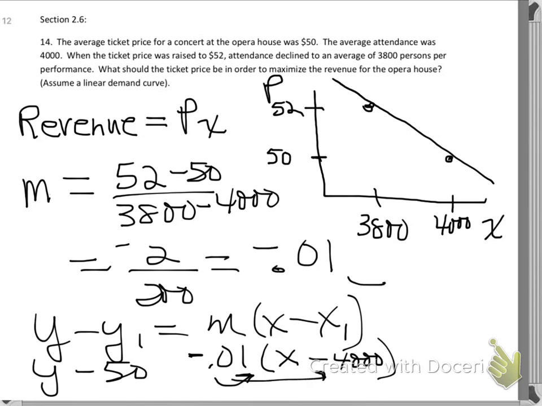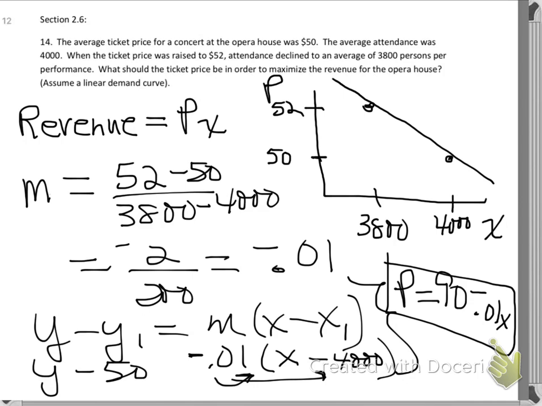and then bring the y over, my goal is to get, and the y is really p, right? So p is going to equal what? When you solve that out, it's going to be 90 minus 0.01x. Okay, that is in what form? Slope-intercept form, and that's kind of what I need. So this equation is p equals 90 minus 0.01x. Okay, so let me take this, so I'm going to cut this out and put it over on the next page.